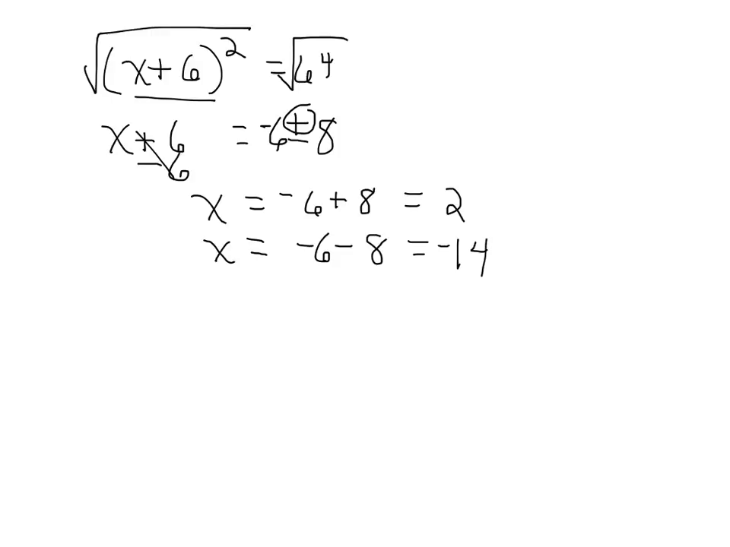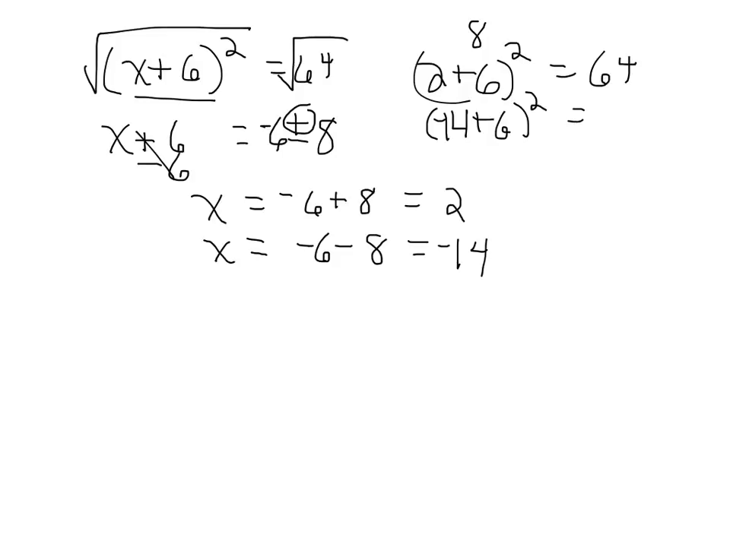And if we go back and plug those in, we will see that 2 plus 6 squared does in fact equal 64, because this is 8, and 8 squared is 64. And negative 14 plus 6 squared also equals 64, because this is negative 8 squared, and that equals 64.